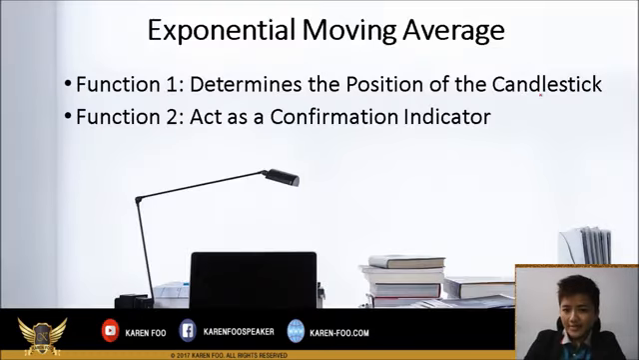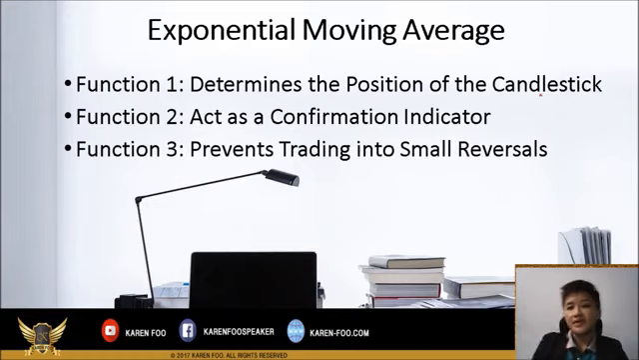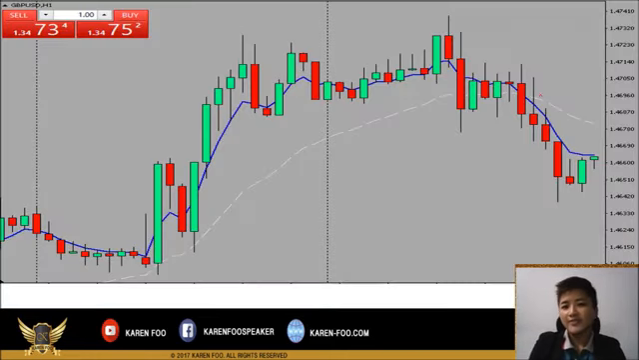The third function of the 5 EMA is that it helps us to prevent trading into small reversals. What do I mean by that? One very interesting principle about 5 EMA is that you realize the price tends to stick very closely to it. As compared to the 100 SMA and 20 SMA, which don't stick as much, the 5 EMA is constantly very close to the price. So what does this mean? See the 5 EMA as a magnet for the candlesticks, to put it simply.